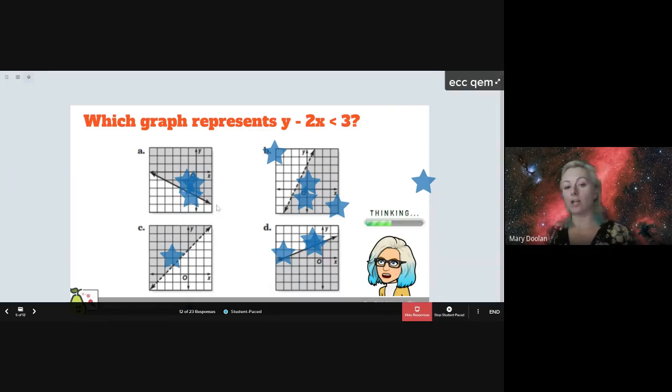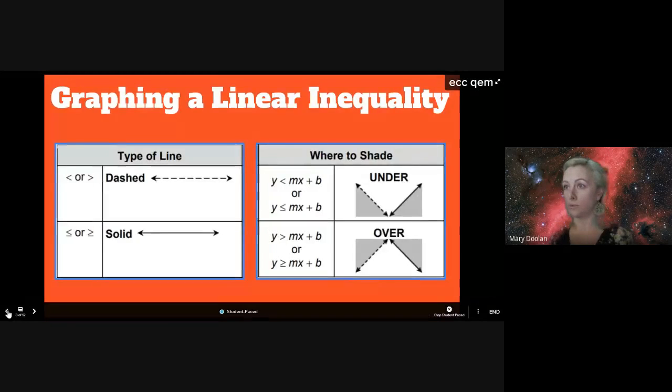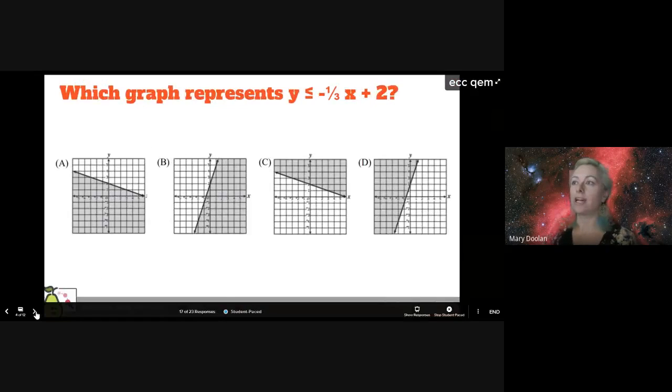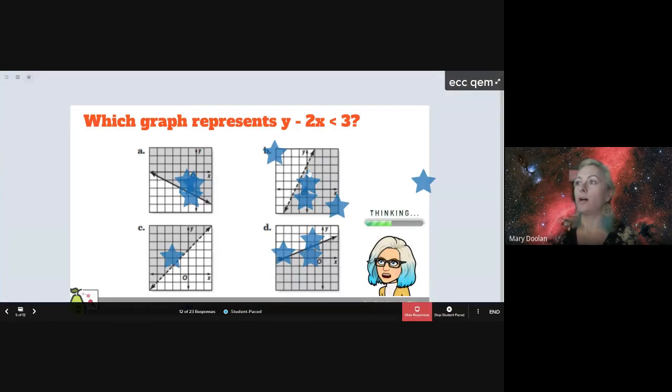So there's lots of things to check. I could look for which graph crosses at 3, which graph has a slope of +2, which one has the right line, a dashed line or a solid line, which one's shaded the right way. There's all these different things that you can check for to narrow it down. If I come back to the rules, okay, less than means it's dashed. So I need a dashed line, definitely a dashed line. And less than means I'm shading under. So a dashed line where I shade under, well, it's either C or B because they have dashed lines.